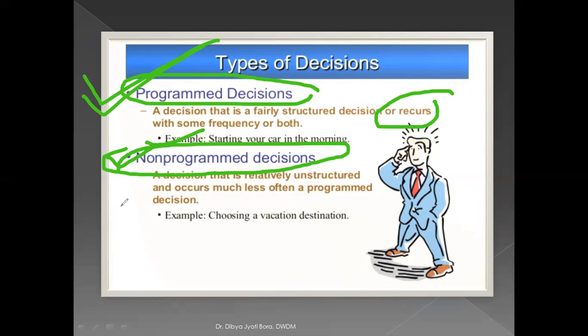Now I will give you a small assignment. Not exactly an assignment, just on your own, after this class, you will give me one example of a program decision and another example of a non-program decision from your side. That should be unique. Okay. So I'm stopping right here.